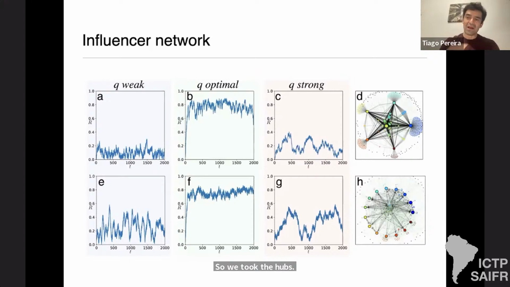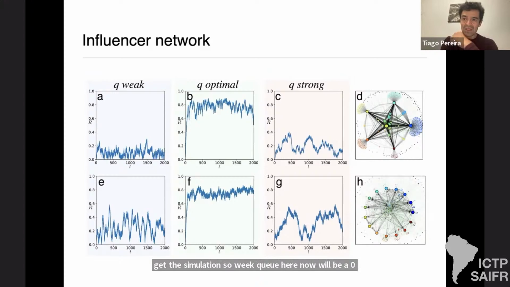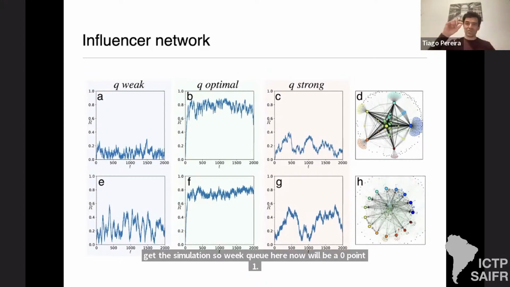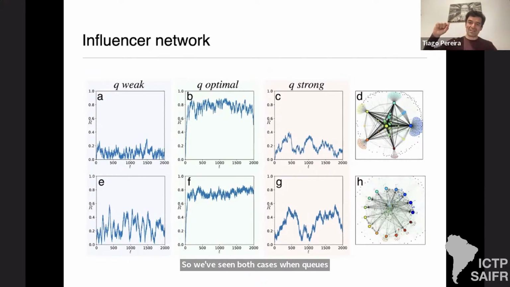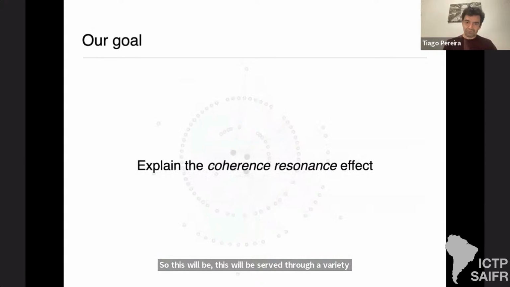So weak Q here now will be 0.1. We see in both cases that when Q is very small, you don't have a synchronization effect. Q optimal now means Q equals 1. Then the system tips towards synchrony. And Q strong is Q equals 7, where the system loses synchrony. So this will be observed through a variety of networks.